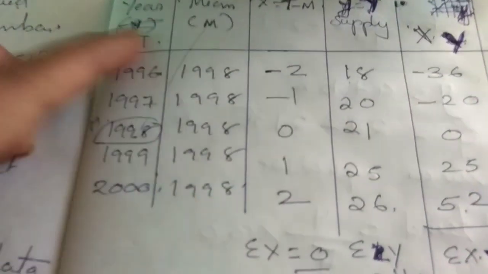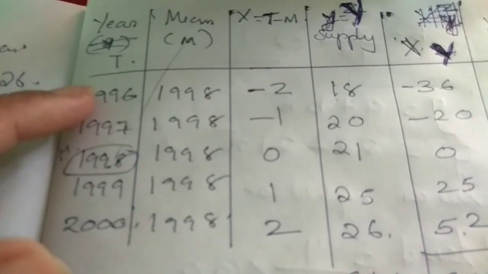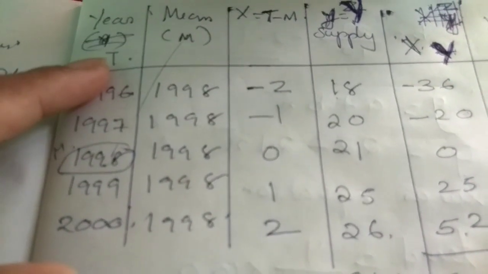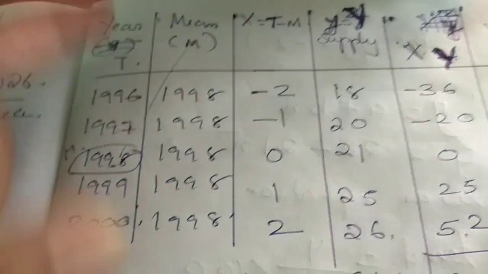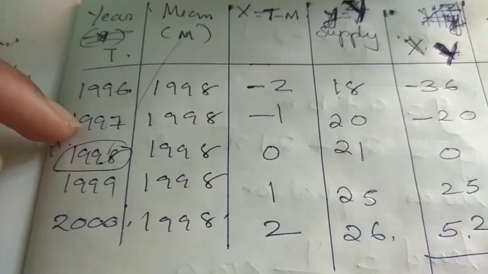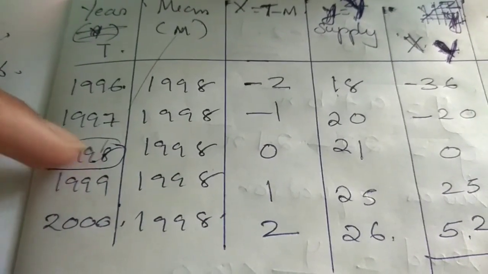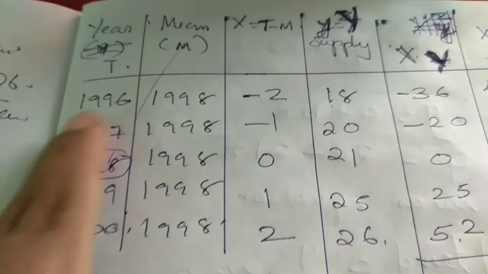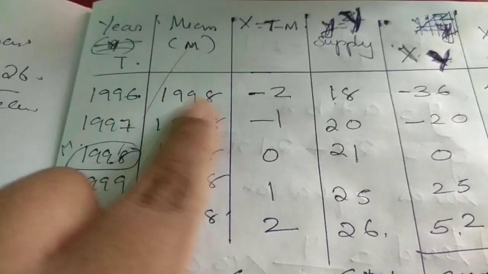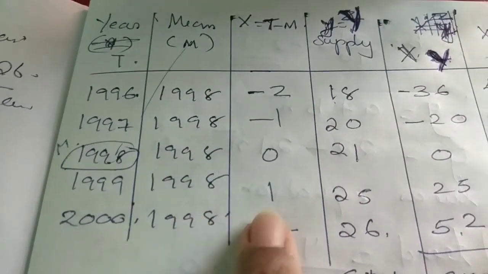So next we have to tabulate it. We are given the year, represented as T: 1996, 97, 98, 99, 2000. Then the mean of the year: here 1, 2, 3, 4, 5, add all this and divide by 5, we will get 1998. We write the mean here. So take the difference: 1996 minus 1998 is minus 2. Taking the difference here, minus 1, 0, 1 and 2.